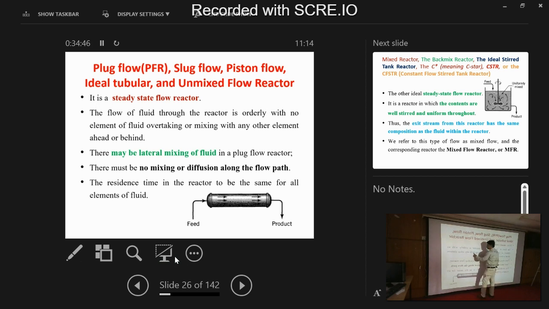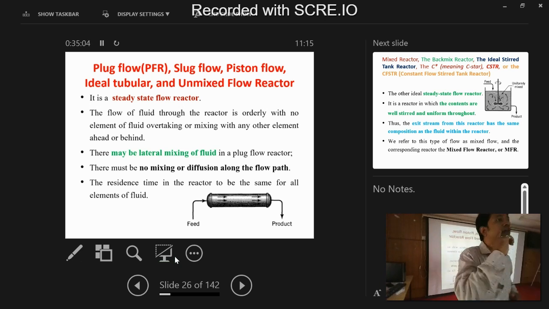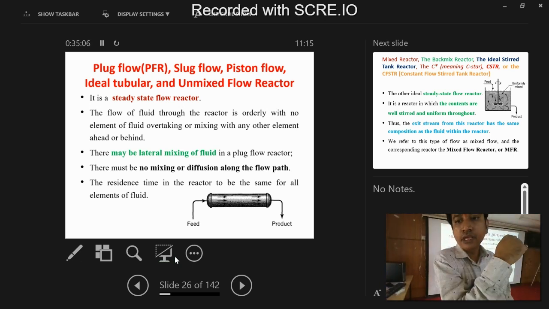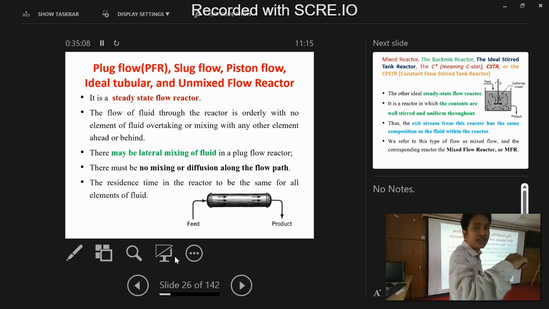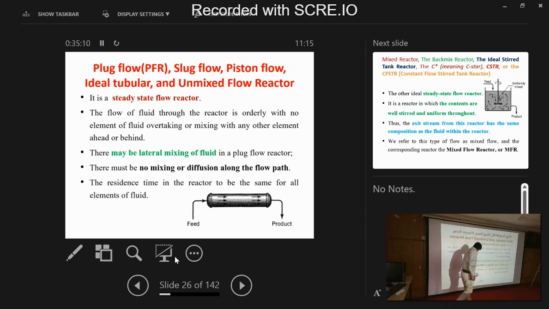That's called mixing with any other element. There will not be any mixing and there will not be any overtaking. If I send the fluid here, it will not overflow or overtake to move to the front. Those things will not happen. So there is no mixing or diffusion along the path, along the flow, that is, along the axial direction.